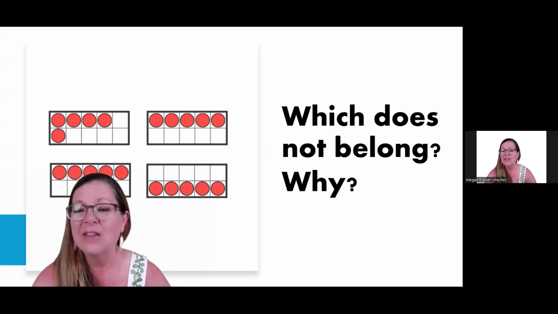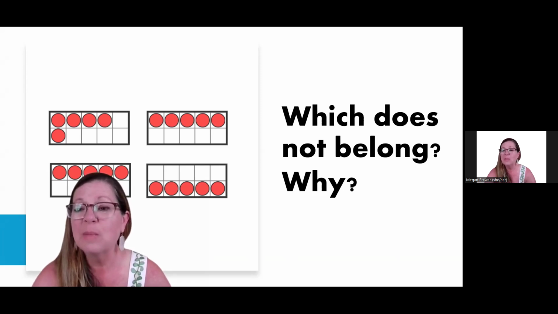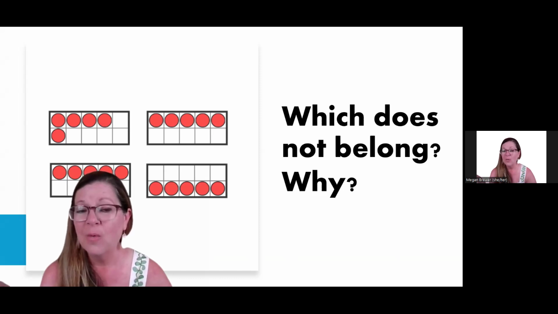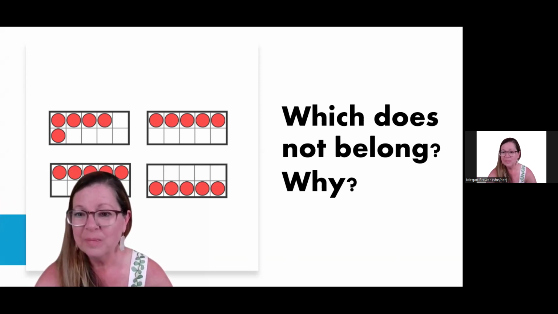Some students might say that the top left 10 frame doesn't belong because the 5 red counters spill over into the 2 rows. So we see 4 and 1. Whereas in all of the other examples, the 5 is in a consecutive row. Some other students might say that the bottom right example of the 10 frame is the one that doesn't belong because all of the red counters are on the bottom row. And for the other examples, mostly the red counters are on the top row.